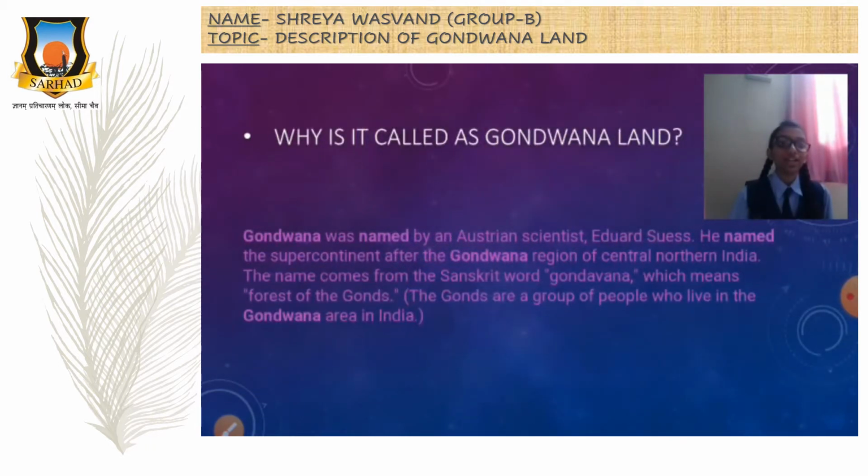Now, one question can arise in your mind: why do we call Gondwana land only Gondwana land? Why not any other name? I have an answer for your question. Why is it called Gondwana land? Gondwana was named by an Austrian scientist, Edward Suess. He named the supercontinent after the Gondwana region of central northern India. The name comes from the Sanskrit word Gondwana, which means forest. The Gonds are a group of people who live in the Gondwana area in India. Let's move ahead.